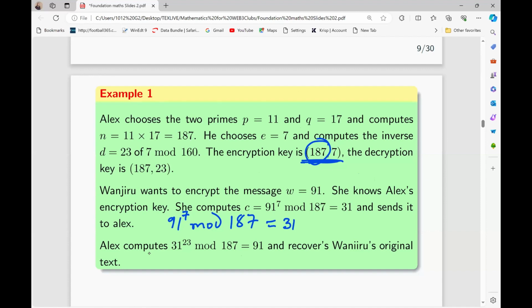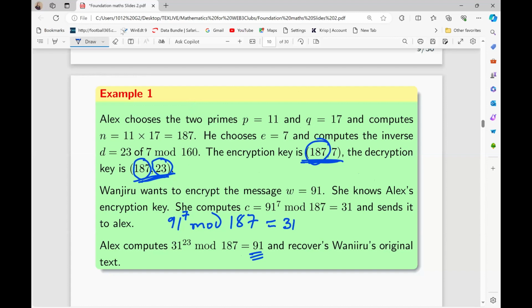When Alex receives this 31, he's supposed to decrypt it to know Wanjiru's initial message. So to decrypt, he's going to use this key, the 23, and the mod is that. So this is 31 raised to 23 mod 187. He gets 91, the message that Wanjiru wanted to send. So that is how you do this. We shall look at another example.